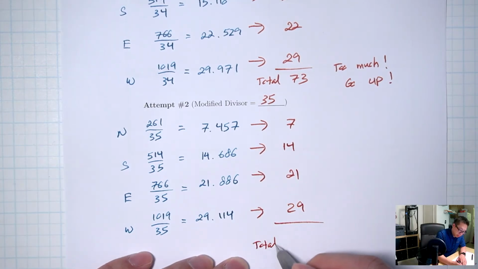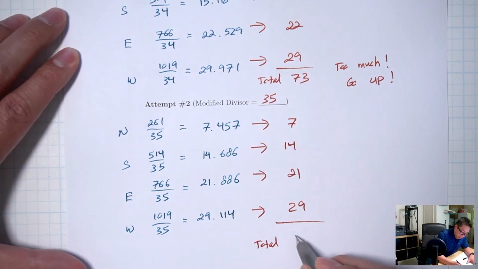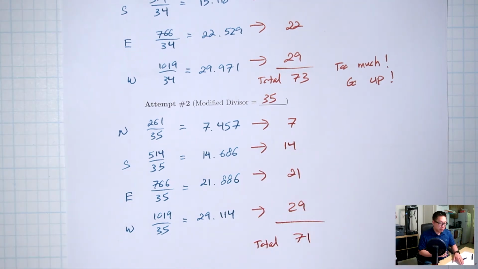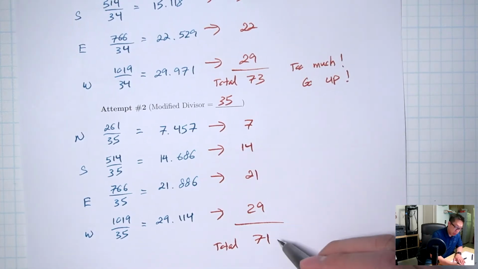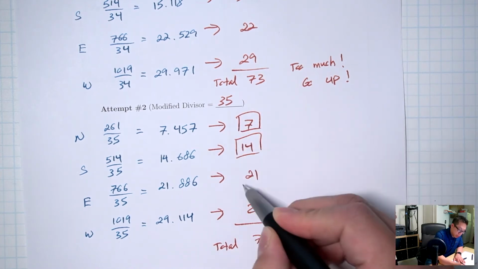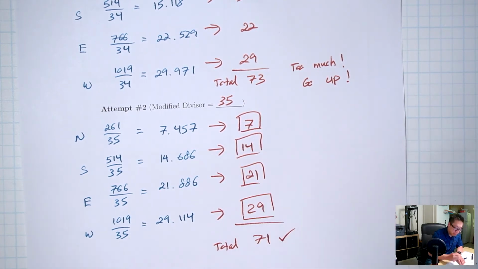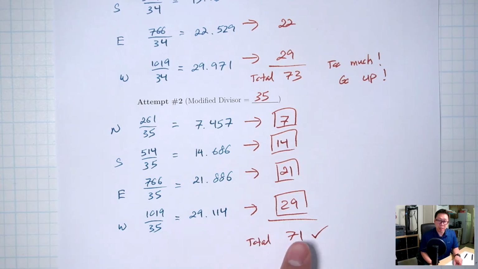7 plus 14 plus 21 plus 29 is 71. Is that the number I want? Yes, I have 71 drivers. I did get exactly 71, so that's exactly what I want, which means my final answer is going to be 7, 14, 21, and 29. So for the problems I gave you in this class, if you do it correctly, on that second attempt, it should work out to be exactly the number that you want.